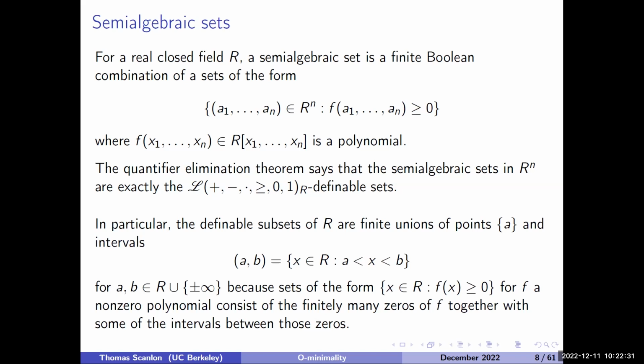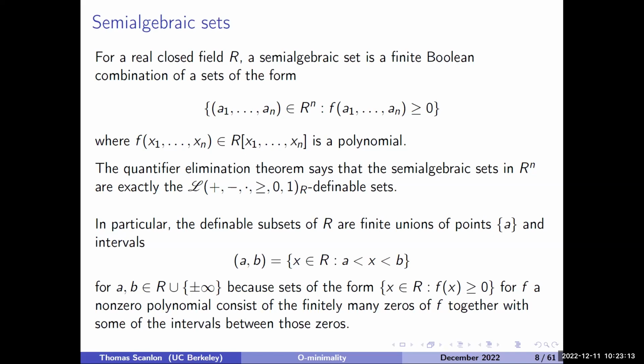And this has a consequence, which we now call O-minimality, that the sets definable in one variable are just finite unions of points and intervals. Why is that? Well, one of the basic sets is given by a one-variable polynomial, f(x) greater than or equal to 0. What does that look like? It looks like the zeros of f, unless f is the zero polynomial, in which case it's the whole line. And finally, the zeros, and then some of the intervals between the zeros. Between two successive zeros, either the function is always positive or it's always negative. If it's always positive, you get that whole interval thrown in, and if it's always negative, it's out.